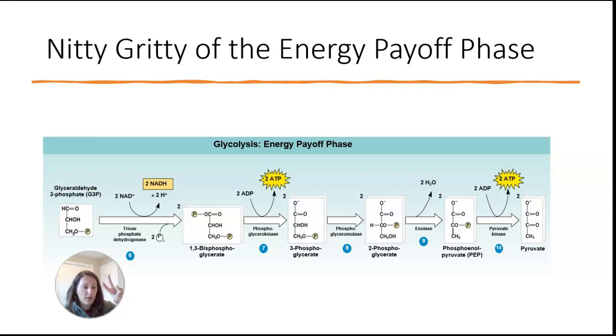We also form 2 NADH molecules, which remember is reducing power. That's carrying electrons to the electron transport chain. And again, in the end, we end up with 2 molecules of pyruvate for each glucose.